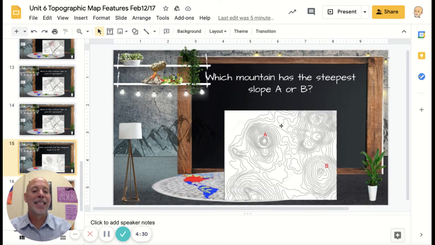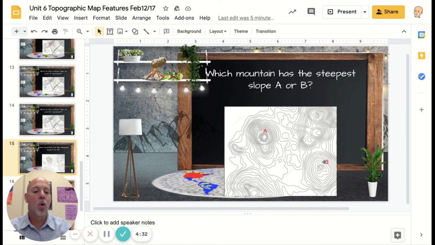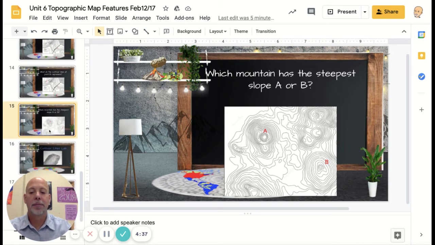Which mountain has the steepest slope? A or B? Which one has the steepest slope? A or B?